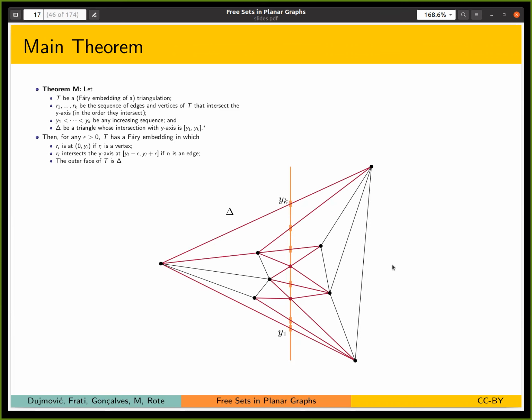Okay. This is basically an inductive proof that needs a stronger hypothesis, which gives us control over the positions at which the edges cross this axis.